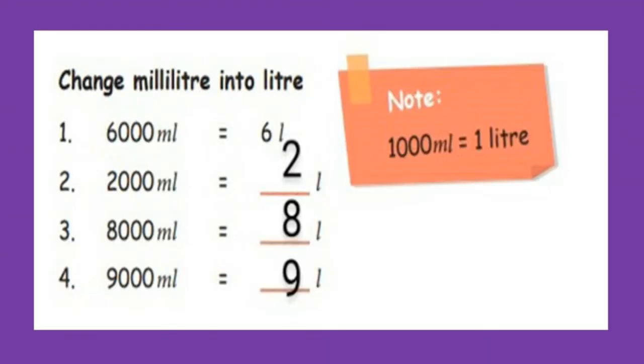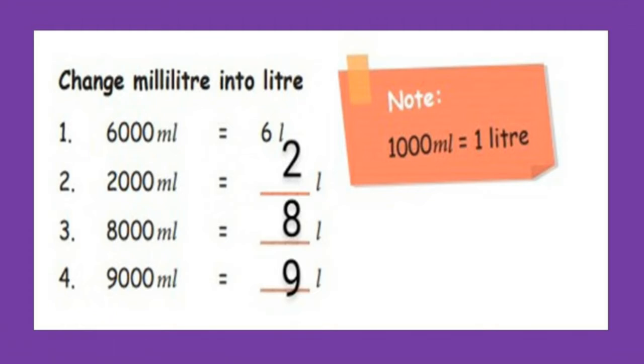Change milliliter into liter. If we convert into liter, that is lower unit to higher unit, we have to divide by 1000 because 1000 milliliter is equal to 1 liter. 6000 milliliter is equal to 6 liter. If we divide 6000 by 1000, we get 6.